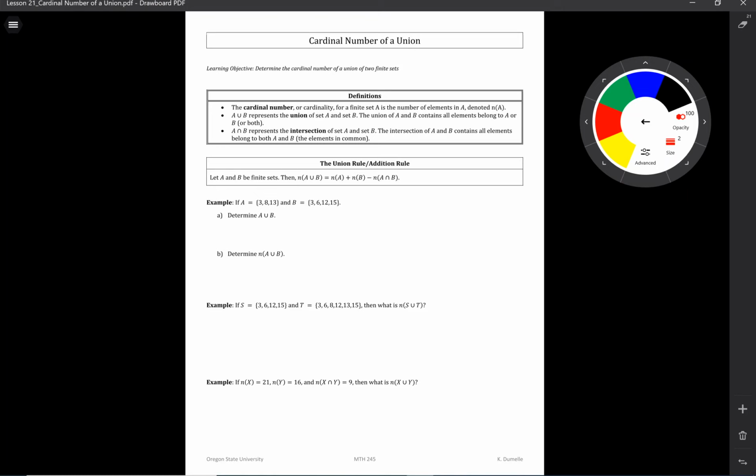This is lesson 21, the first of two lessons for Monday of week 5. It's hard to believe we're already in week 5. Time flies when you're having fun. So once you're done with this video, go on and pop over to lesson 22.